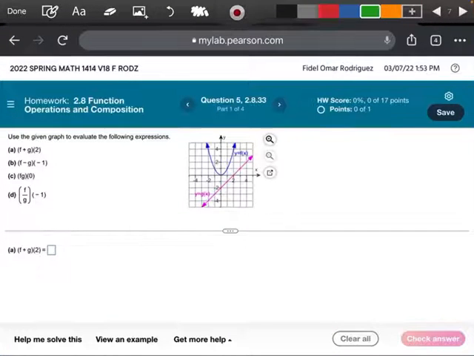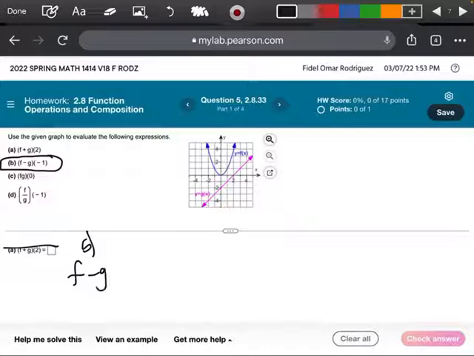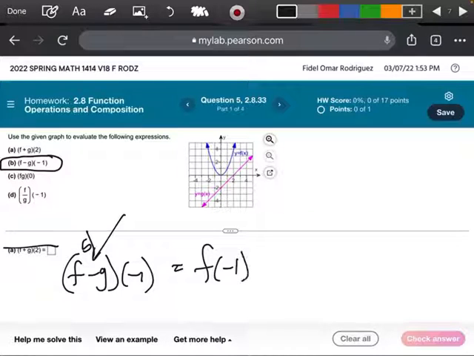Okay. We're going to do part B now. So part B says we want to find f minus g of negative 1. Okay, again, we're subtracting, so we're going to subtract. We're going to find f of negative 1, and we're going to subtract g of negative 1. Now remember, f is the blue function, g is the pink one.